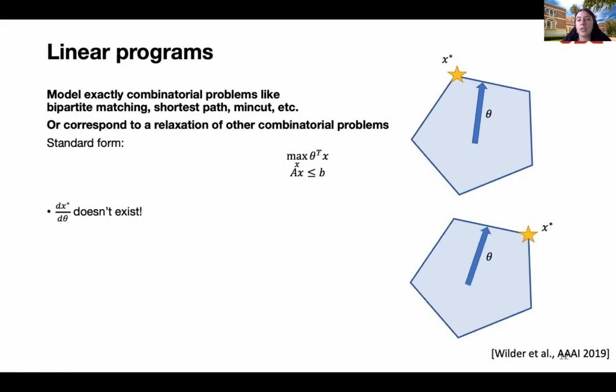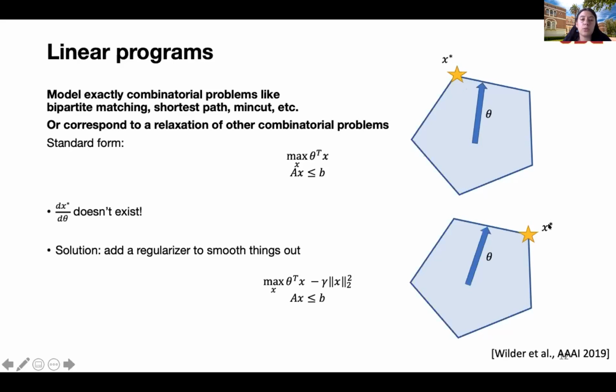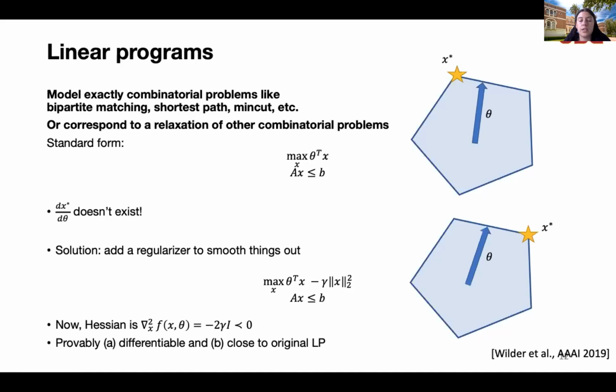Unfortunately, even though it's continuous, the LP here still is hard to differentiate through, because we can basically switch unexpectedly from one corner of our feasibility polytope to another. So the solution here is to actually add a regularizer, which smooths things out, and then the derivative is again well-defined. So this regularized version of the LP is actually provably differentiable and close enough to the original LP, subject to this parameter gamma that we have.